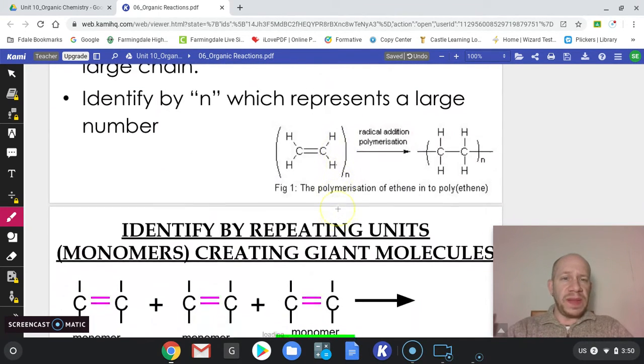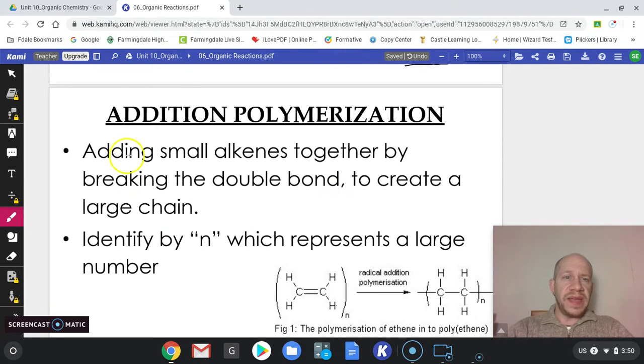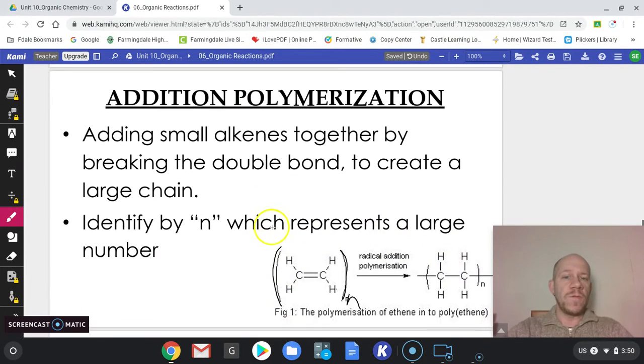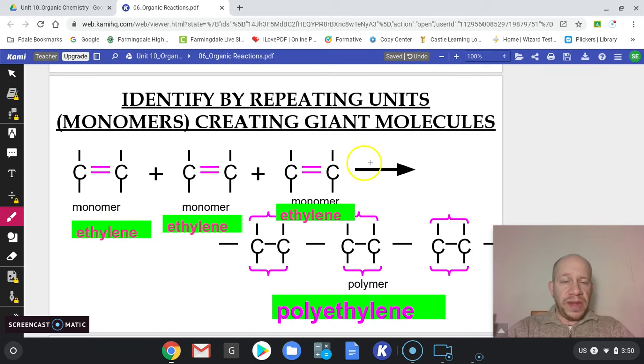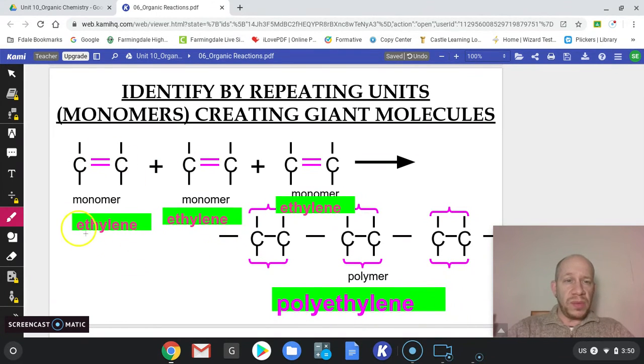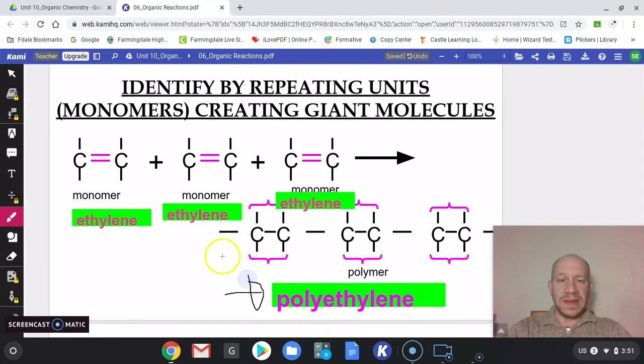There are 2 types of polymerization. The first is addition polymerization, by adding small alkenes together, breaking the double bond to create a large chain. We'll identify those because we'll have these parentheses with this little n, and this n means a very large number. We have a lot of little pieces stuck together. You'll identify them by the repeating units, or the monomers, creating one giant molecule. Here we're making a plastic. We'll take ethylene, which is small pieces, and combine them together to form polyethylene. This is a form of plastic.